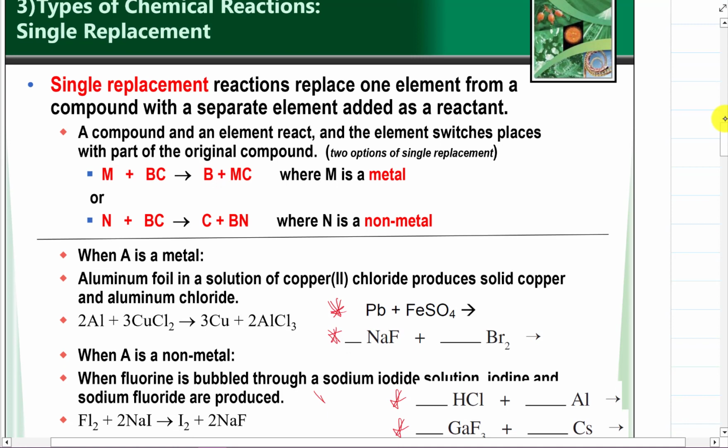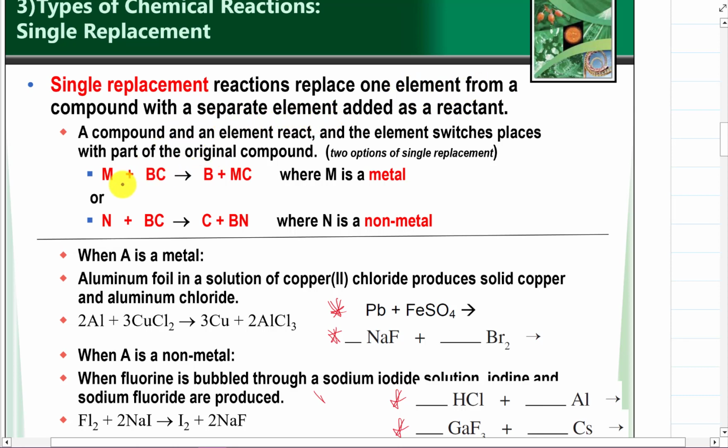Single replacement. This one is one of the harder ones because there's two different types of it. It's sometimes easy to see, but hard to see exactly what's going on. So we have replaces one element from a compound. All it does is replace one element of a compound.